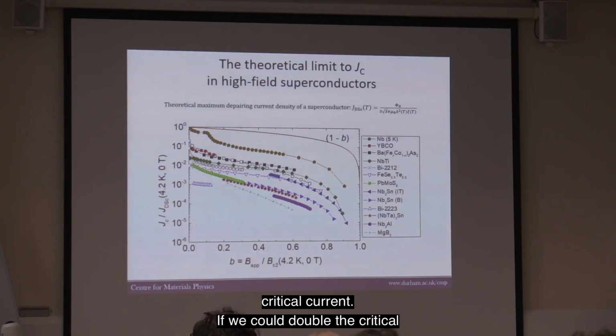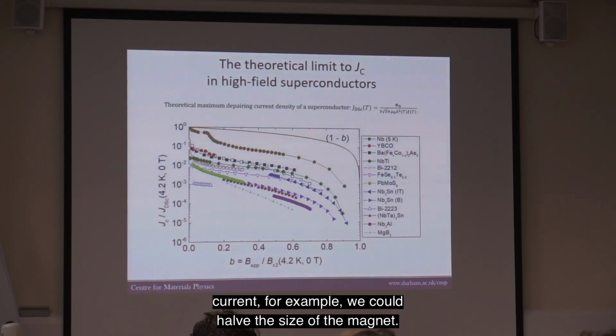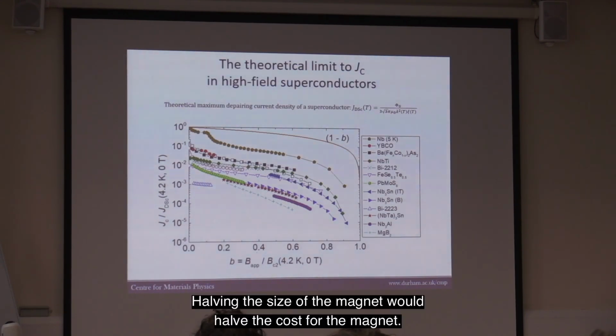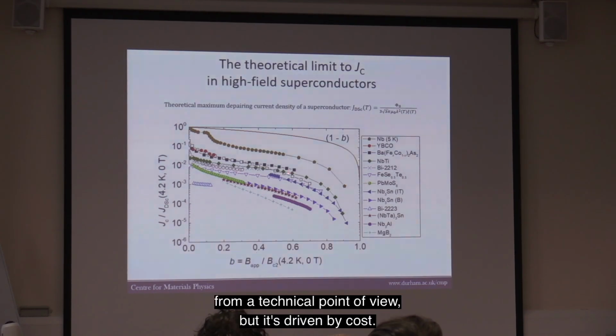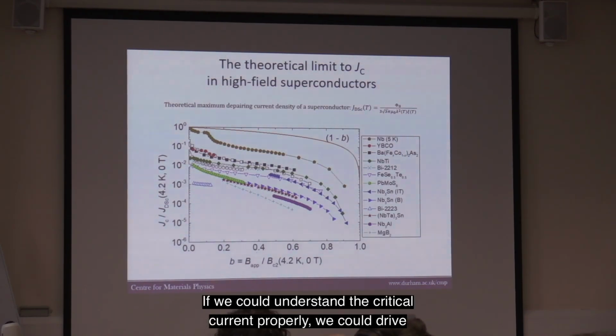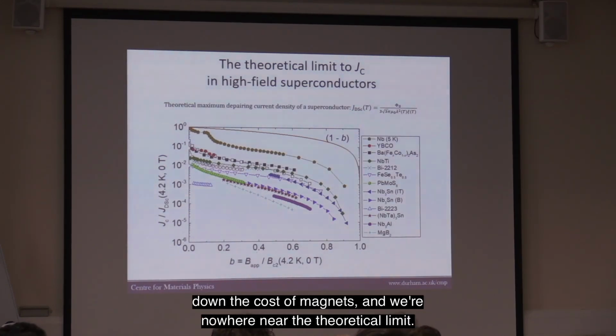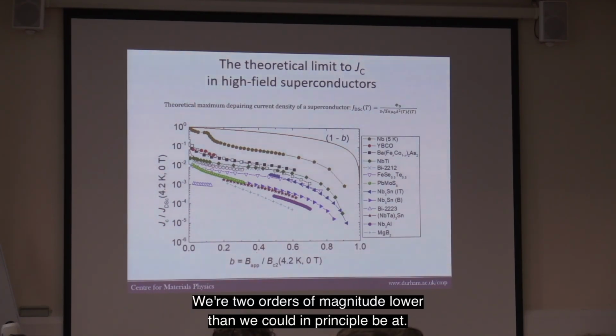If we could increase the critical current, if we could double the critical current, for example, we could halve the size of the magnet. Halving the size of the magnet would halve the cost for the magnet. So not only is the critical current the most important parameter from a technical point of view, but it's driven by cost. If we could understand the critical current properly, we could drive down the cost of magnets, and we're nowhere near the theoretical limit.